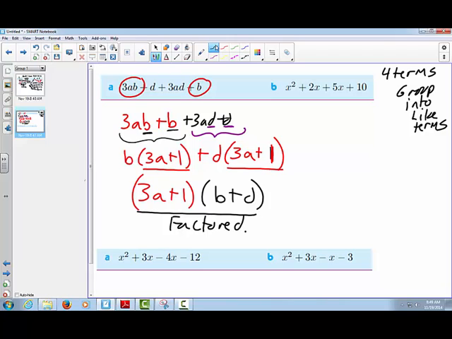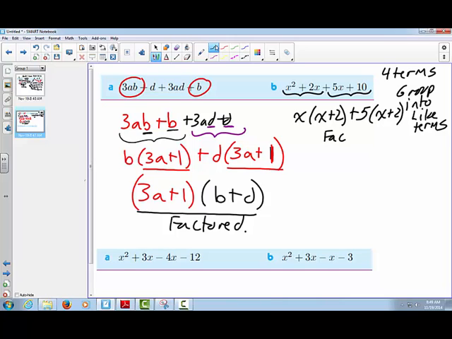Okay, try one more quick example. We're going to look at this. I'm going to take the first two terms, because I know there's an x that's common, and I look at the next two terms, and 5 is common. So I factor out the x, and it leaves me with x plus 2. Factor out the 5, and it leaves me with x plus 2.